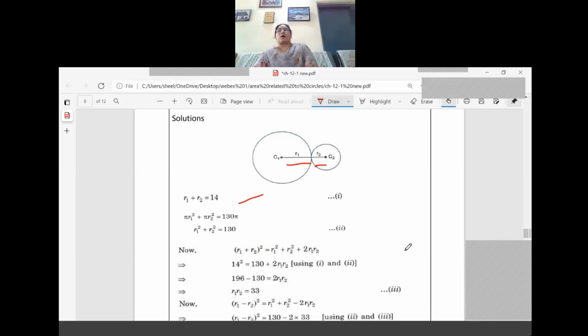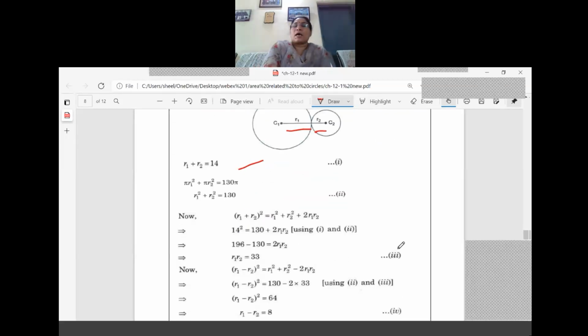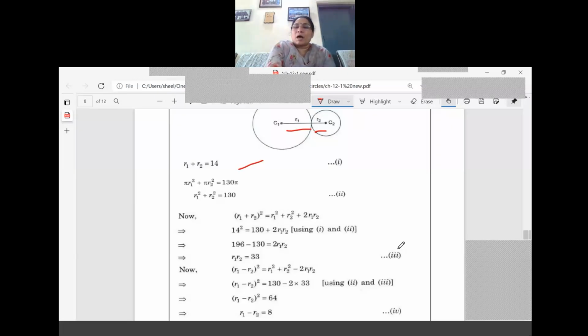Okay, now let us see the expansion of r1 plus r2 whole square. What does r1 plus r2 whole square mean? It is nothing else but (a plus b) whole square. A plus b whole square means a square plus b square plus 2ab. Same formula, and we substitute. R1 plus R2 is 14, so 14 square, and R1 square plus R2 square is 130, so we substituted 130.